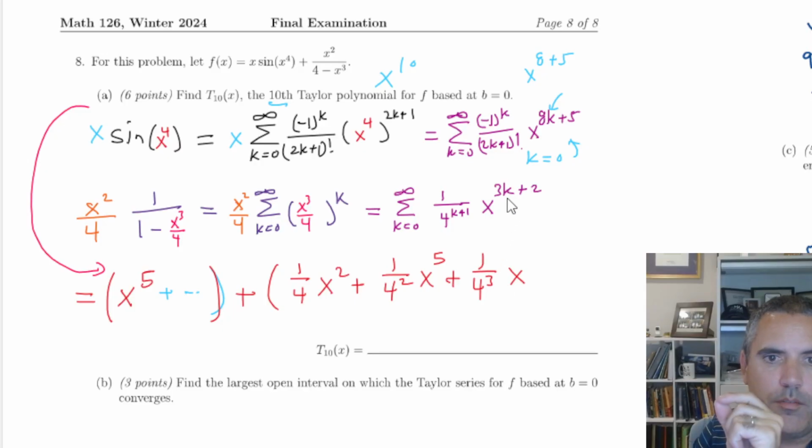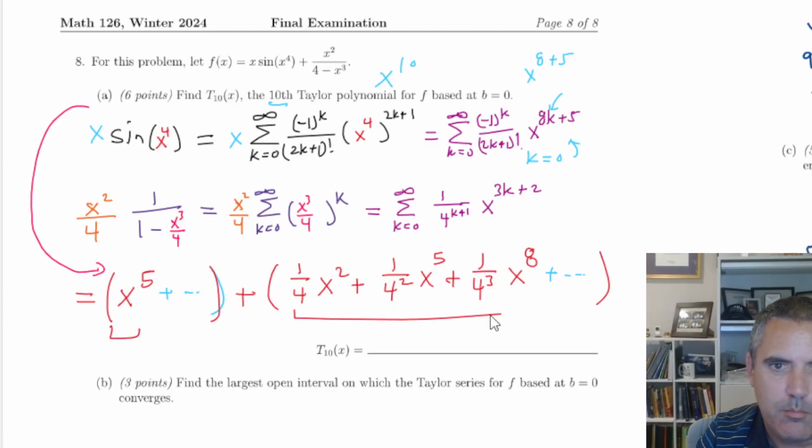So I put in a 1, that was 5. I'm going to put in a 2, so this is 8. If I put in a 3, I get 11. So at that point, I go beyond it. So that's what the question was asking, to keep everything up to the 10th power.